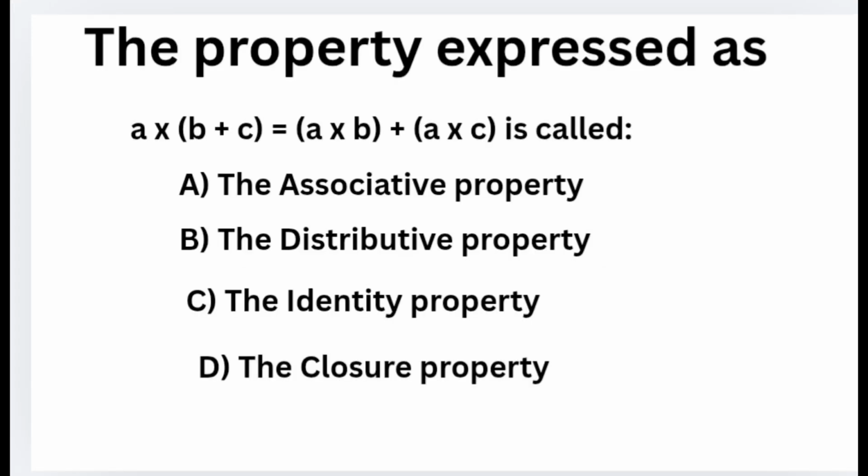Question number 9. The property expressed as A times in the bracket B plus C is equal to A times B in the bracket plus A times C is called A. The associative property. B. The distributive property. C. The identity property. D. The closure property. The correct answer is B. Distributive property.